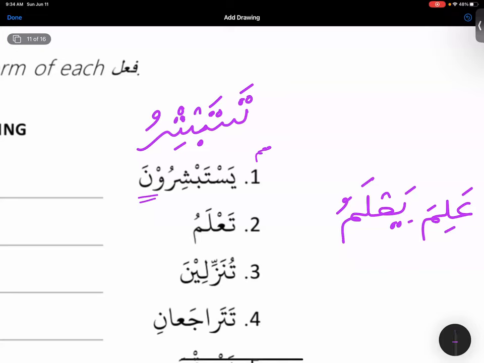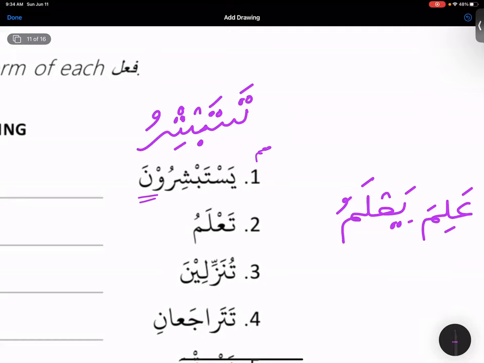Now, can we take it to the anta version? Tastabshiru. Yeah, that would be tastabshiru. Now, how can we turn that into Amar? Tastabshir, then? Drop the ta, and then istabshir. Very good.